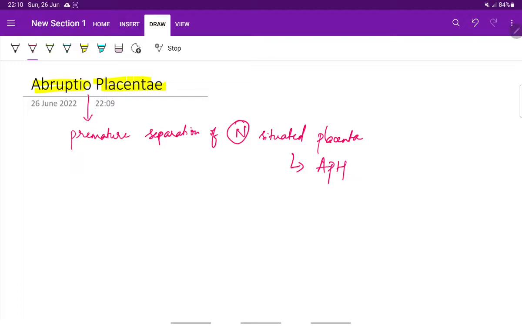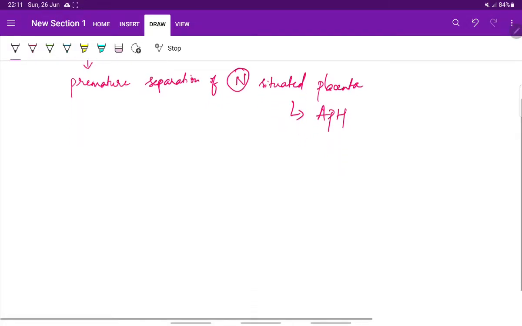We have seen about placenta previa in our previous video, which is low lying placenta, but here the placenta is situated normally, but it is prematurely separated from the uterus. First, let us see the etiology for Abruptio placenta.